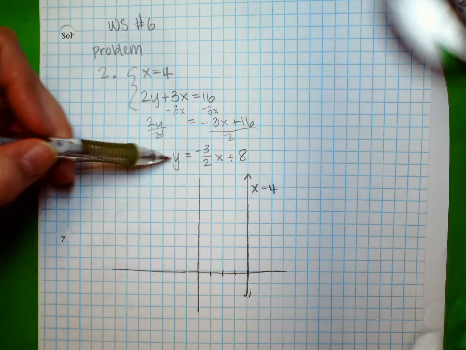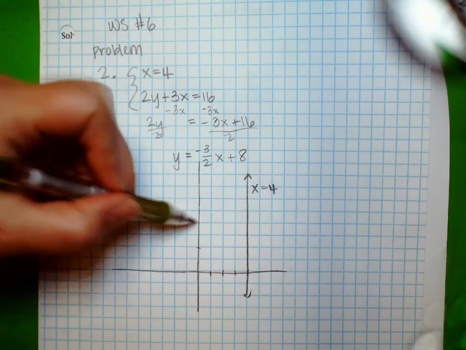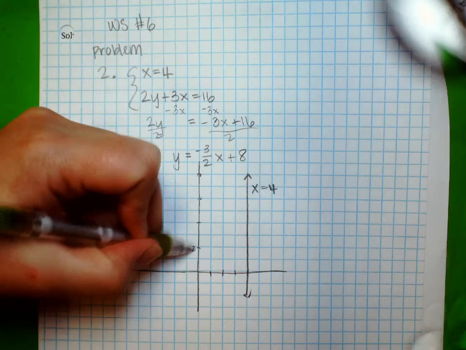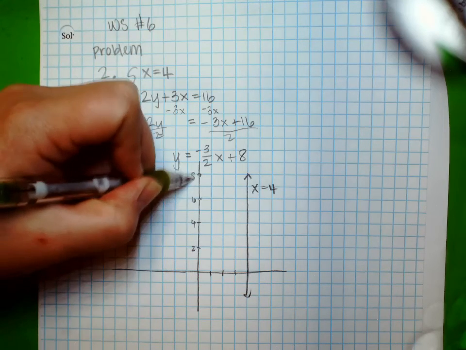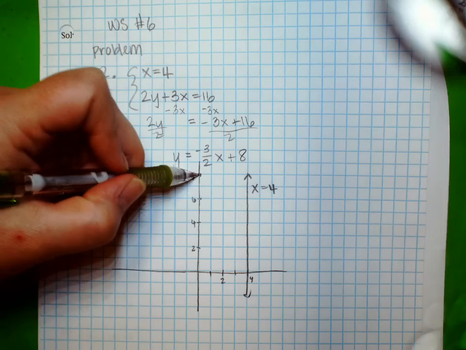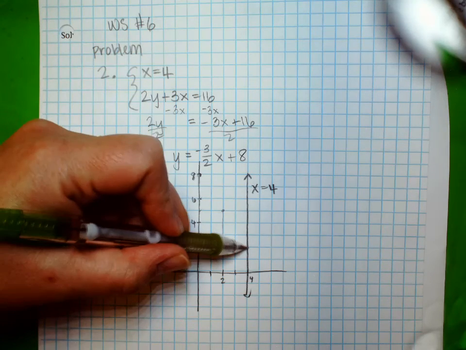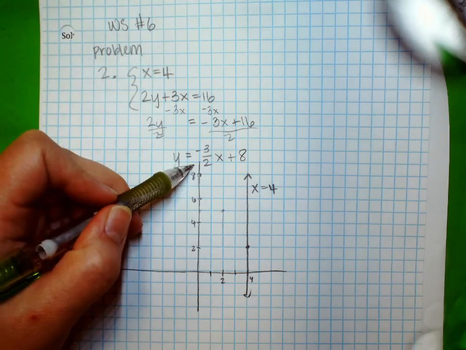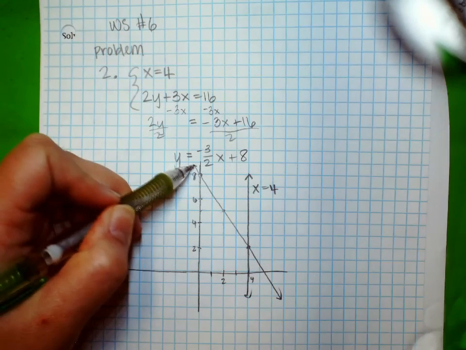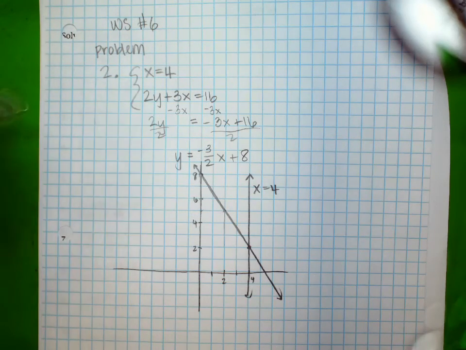Our next line starts at a y-intercept of 8. So you're going to count up to 8 on the y-axis. And then our slope tells us to go down 3, to the right 2. Down 3, to the right 2. When you do at least 2 or 3 of those dots, using the slope rise over run, you should end up with enough to be able to connect and make a line.